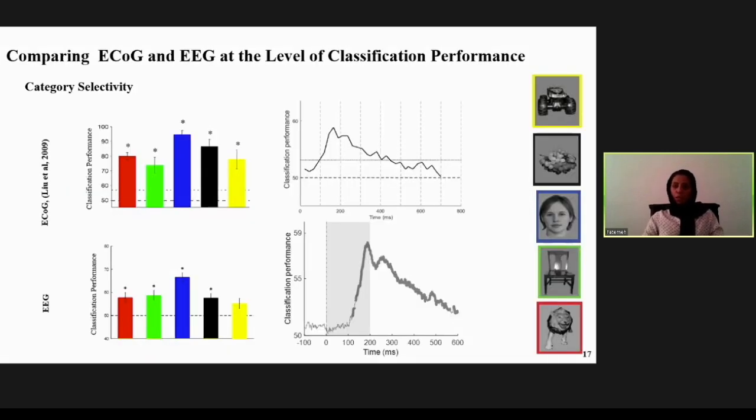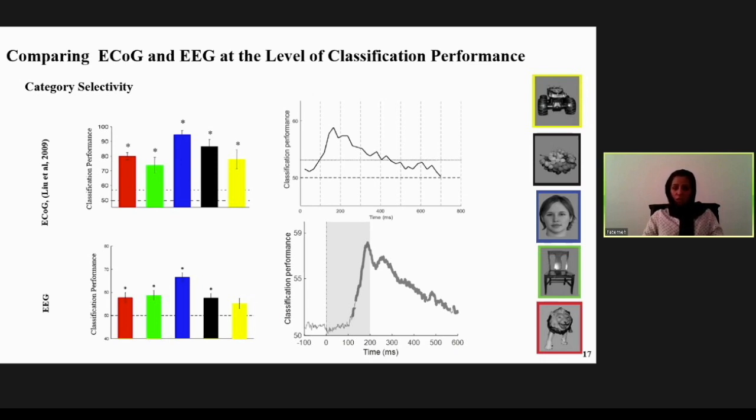In this figure, we see the classification performance as a function of time, averaged over all categories and subjects. The latencies and performance patterns for EEG and ECoG are compatible. According to this analysis, the human brain decodes category information as early as 100 milliseconds post-stimulus onset.